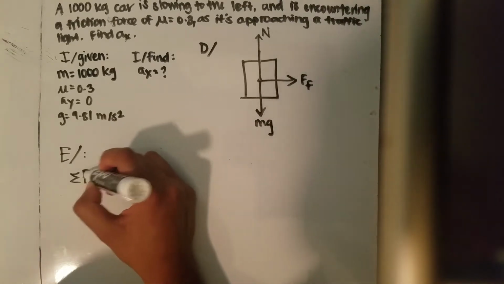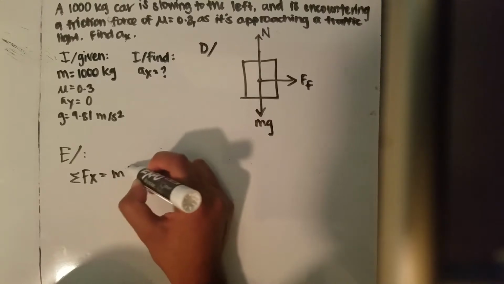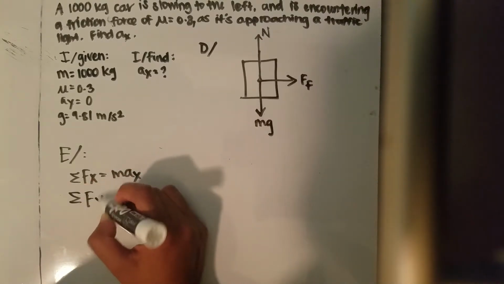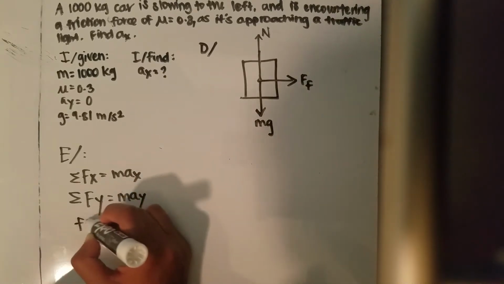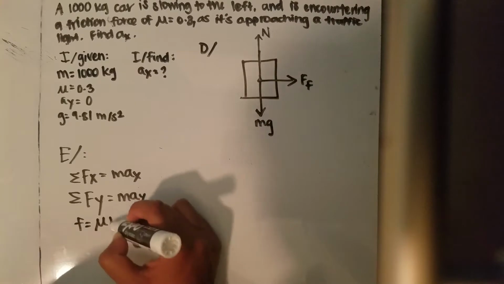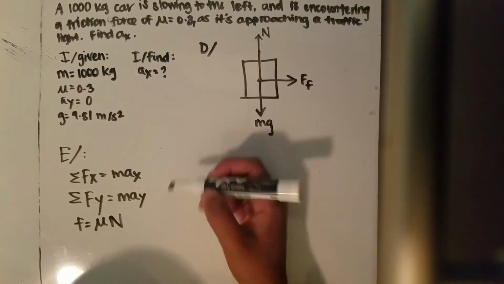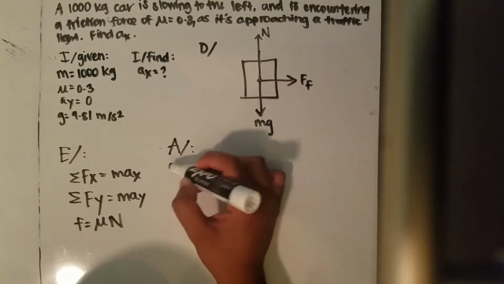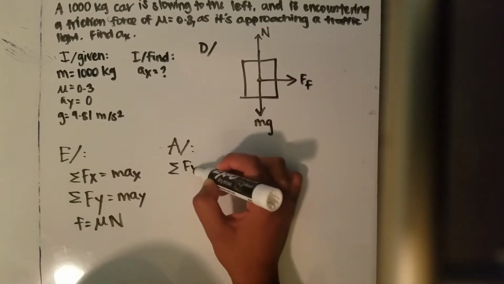Now that we've finished the diagram, moving on to the relevant equations. The net force in the x direction would be mass times acceleration in the x, and the same thing for y. In this case, we would also use friction equals the friction coefficient times the normal force. And let's go through the analyze section by breaking down all of these equations and working with each of them individually.